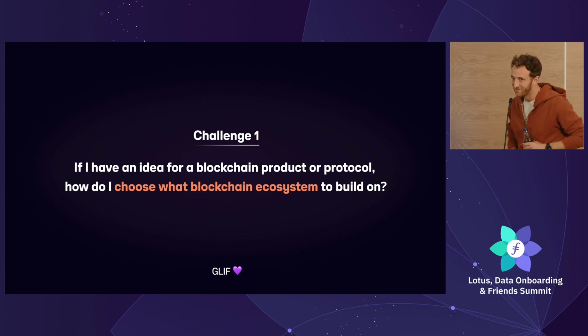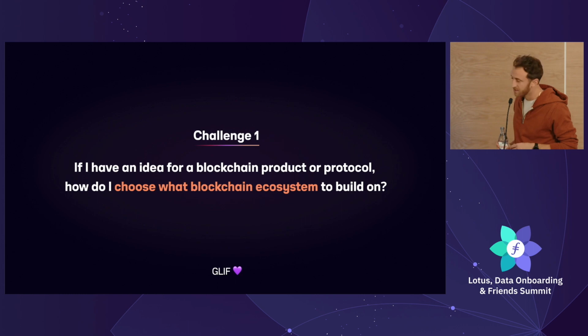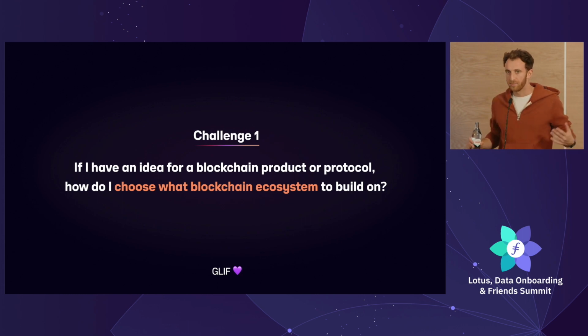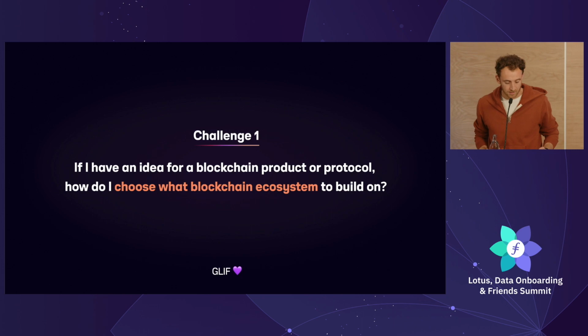So I'm just gonna dive right in and try and get through this so we can get to the happy hour. So, two simple questions or challenges to sort of set the context of this talk. The first is, if you have a new idea for a blockchain protocol or a product that basically requires smart contracts, how do you choose what ecosystem to build it in? There's a lot of decision-making vectors to consider there.